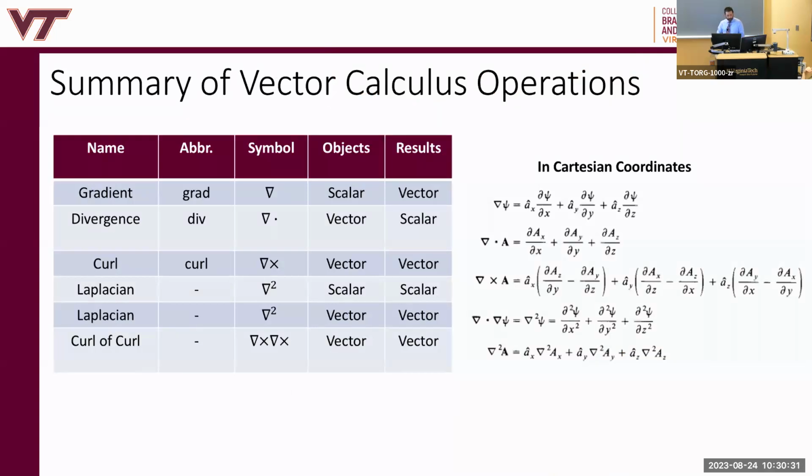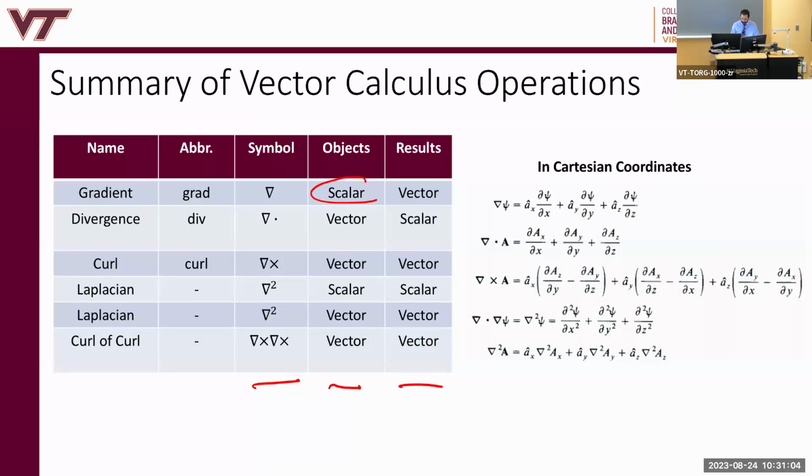Summary of vector calculus operations. We're almost done with all of that, right? We're getting something really cool next, which is generalized coordinates. So this table kind of summarizes it all: gradient, divergence, curl, Laplacian, and the curl of the curl, which we need for the vector Laplacian. Here we have the symbol, the objects on which it operates, and the result of the operation.